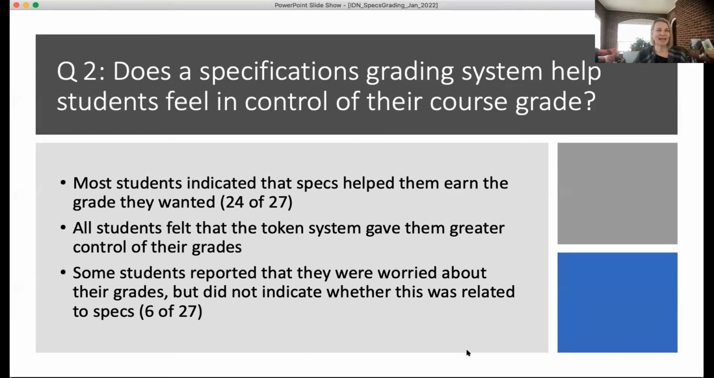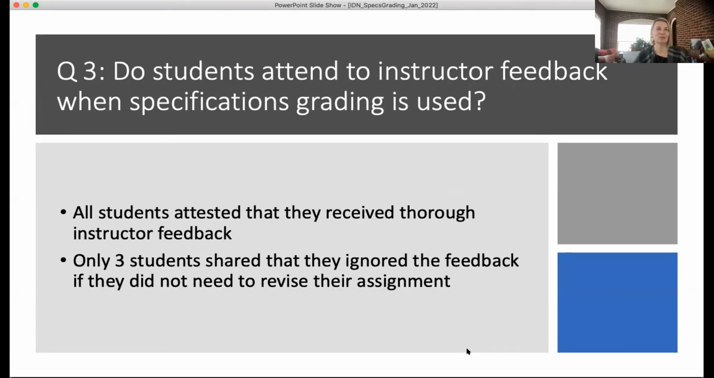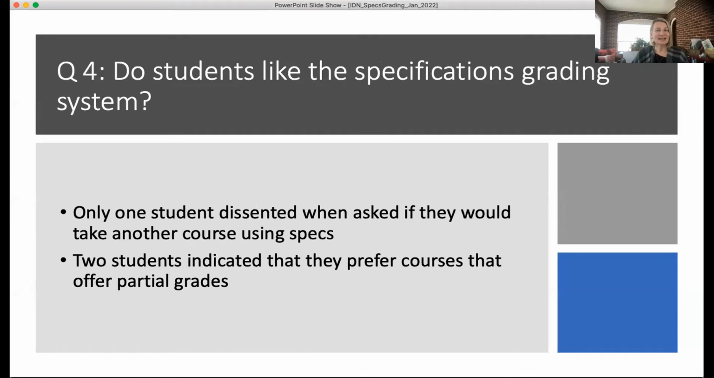So I can't really unpack that a little bit any more than that. We asked them about the instructor feedback that they received, and they all said that they got thorough instructor feedback. They were aware of that. And only 3 of them said that they were ignoring the feedback if they didn't need to revise it. Obviously, if they needed to revise it, they paid attention to feedback that they were getting. And if they liked it, they did like it.